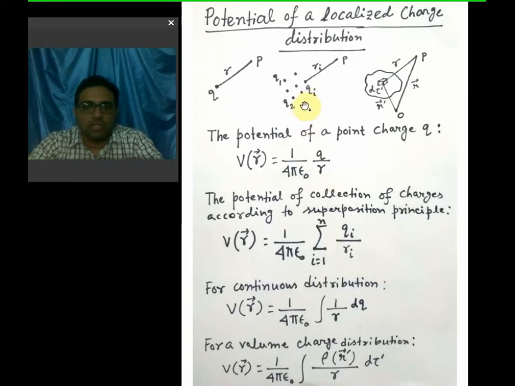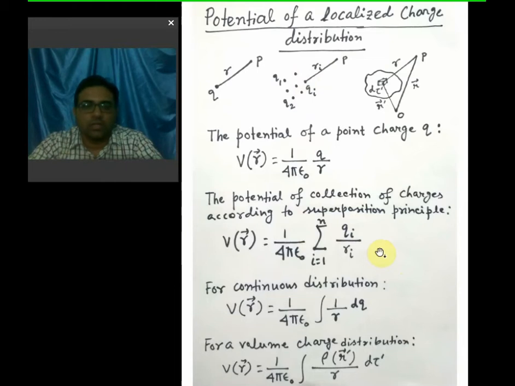Now if there is a collection of charges, then according to the superposition principle we can write the potential at point P like this: summation i to n of qi by ri. So qi is the ith charge and ri is the distance from this ith charge to the point P. Suppose there are n number of charges. In that case we apply the superposition principle and we can find the potential.